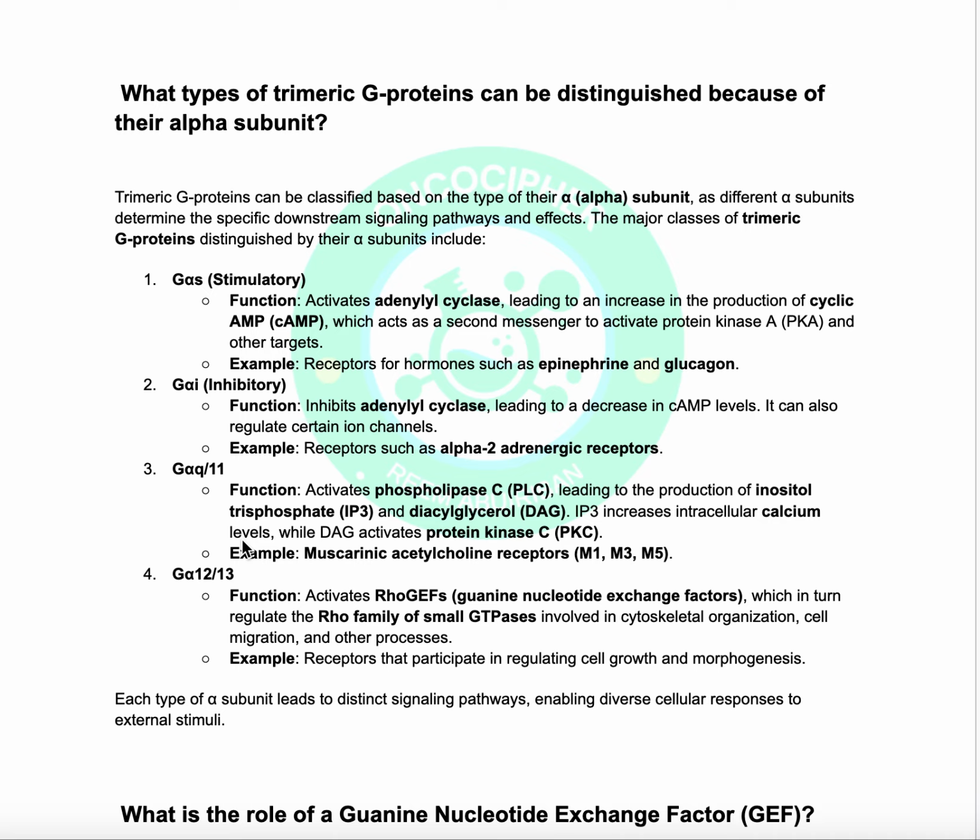And the inositol triphosphate increases the intracellular calcium levels, while the diacylglycerol activates the protein kinase C. Like muscarinic acetylcholine receptors, we have M1, M3, and M5.